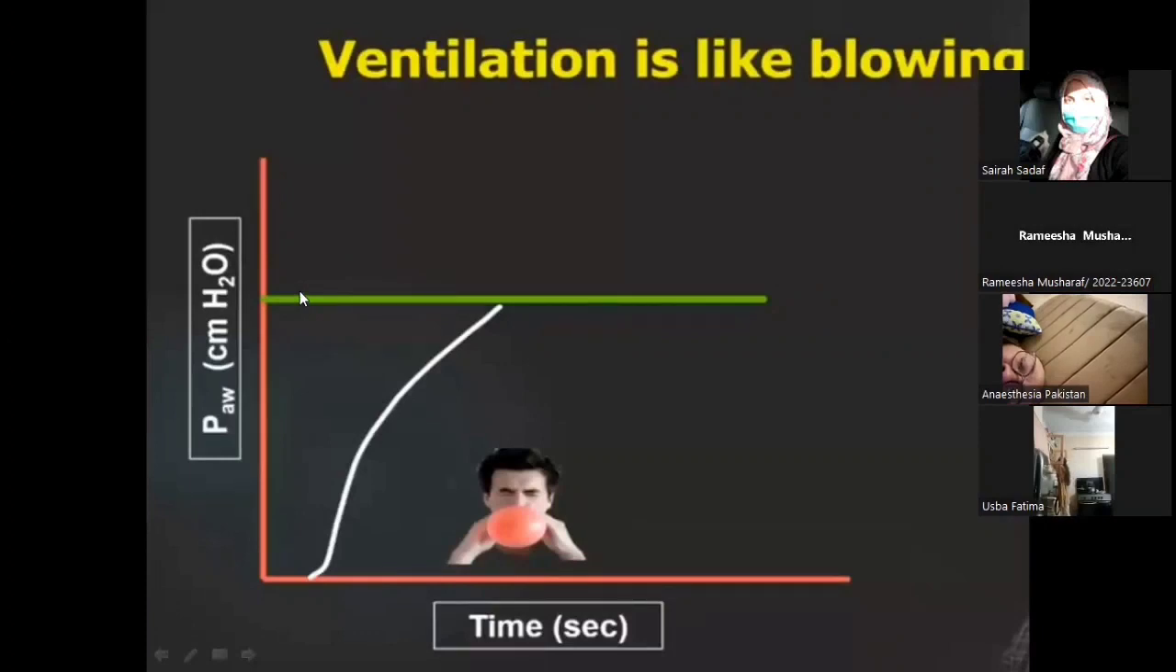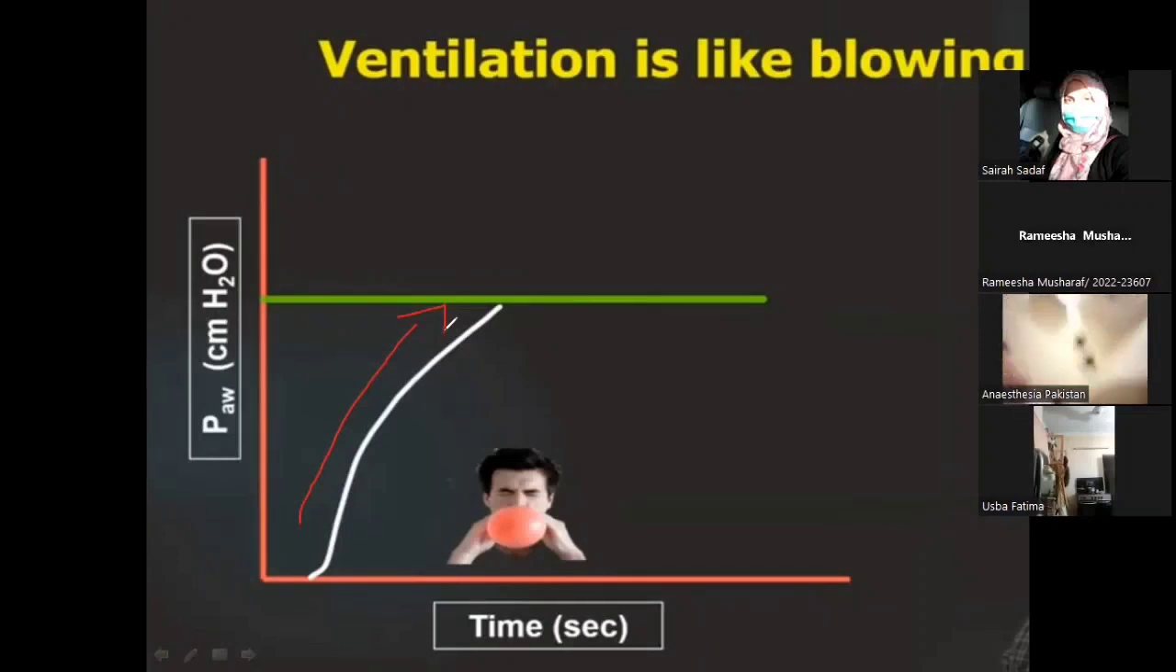Okay, as the ventilator starts blowing into the patient's lung, the pressure will start rising. As you can see here, the pressure has started rising. Let's say you have to blow 500 ml of air into the balloon.